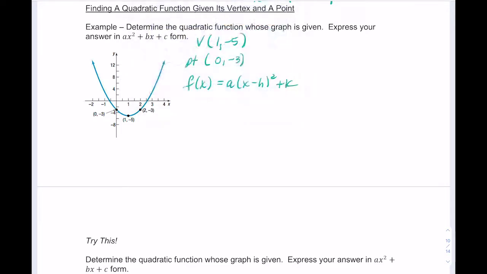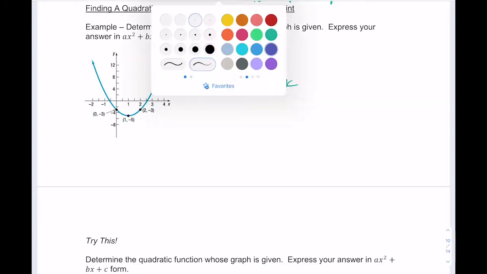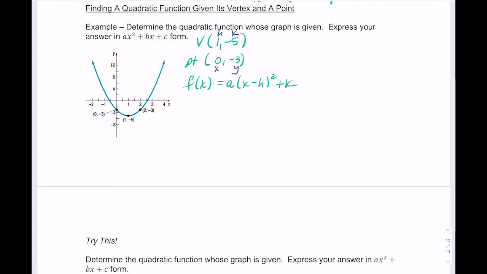So I need to label all these points, right? My vertex is h, k, and my point is x and y. So now when I go to plug this in, I have f of x. Well, f of x is the same thing as y, which is -3. I don't know a. I've got x, which should be 0, minus h, which is 1, squared, plus k. So plus a -5 is just -5.